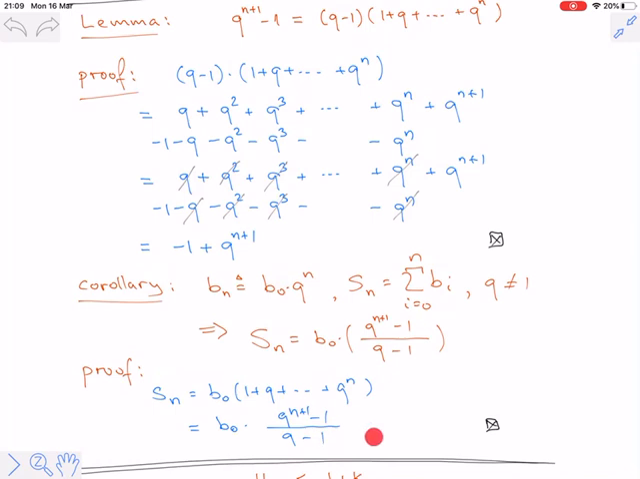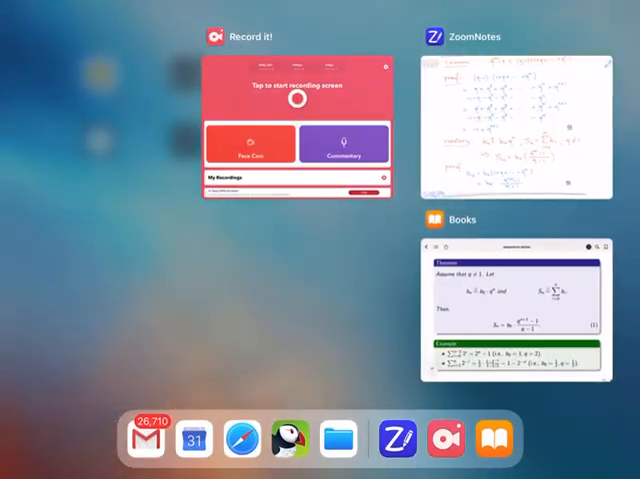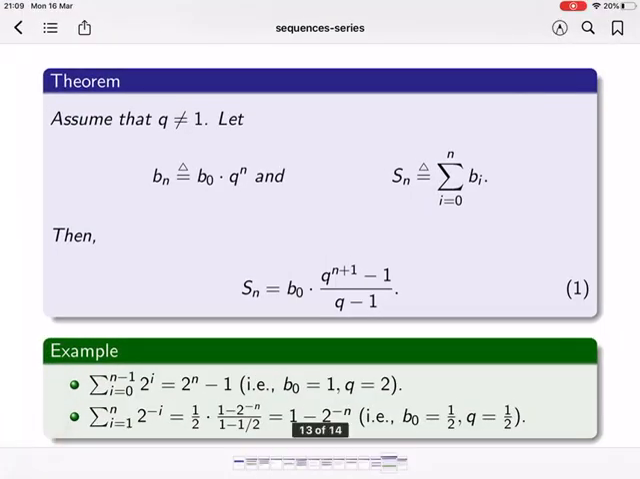Okay? Notice that I can divide by Q minus 1 only if it doesn't equal 0. And indeed, I assumed over here that Q does not equal 1. Therefore, I could divide by Q minus 1, and I get the formula which I wanted to prove. Good.